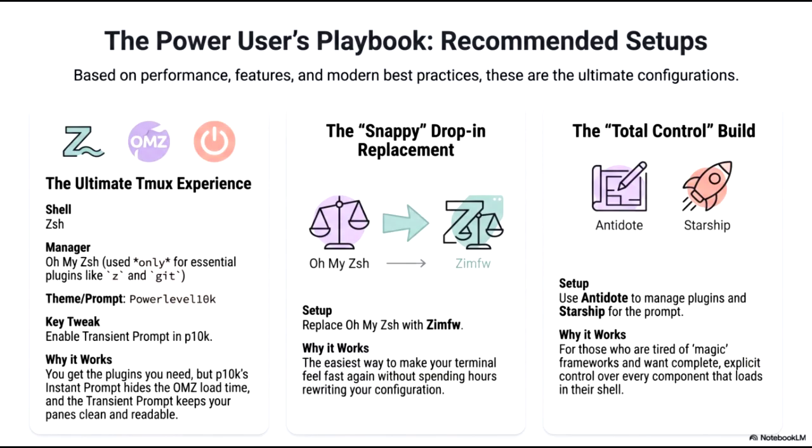Lastly, the Total Control build is intended for those who prefer explicit configuration over magic frameworks. By using Antidote for plugin management and Starship for the prompt, you gain absolute authority over every element that loads into your shell. This configuration is perfect for power users who demand transparency and granular control over their development environment. These 3 paths provide a comprehensive spectrum of choices, ranging from optimized convenience to complete architectural control.